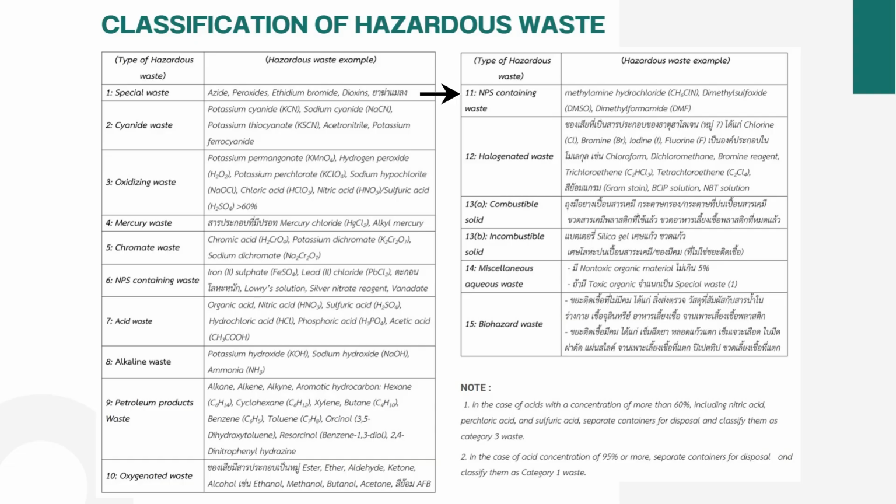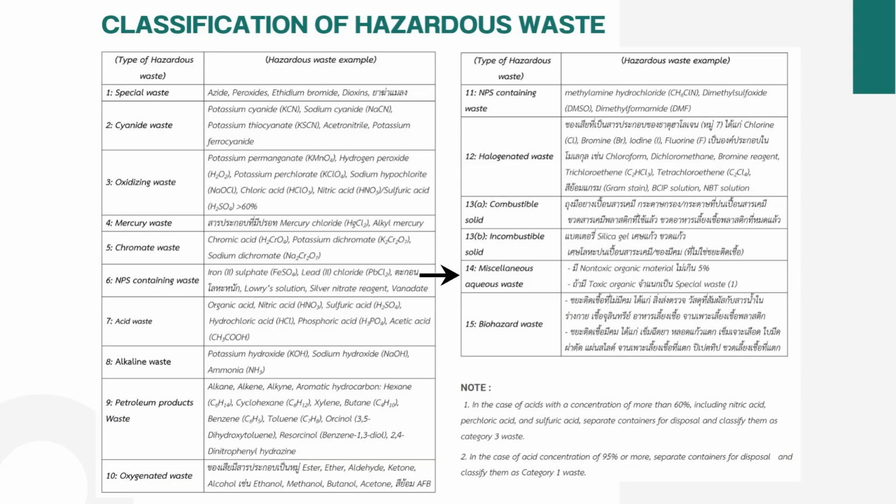Halogenated waste, containing elements like chlorine, bromine, or fluorine in compounds like chloroform or dichloromethane, is persistent and hazardous to the environment. Combustible solid waste refers to flammable materials contaminated with chemicals such as paper or plastic, while incombustible solid waste includes contaminated glassware or silica gel that cannot be burned.